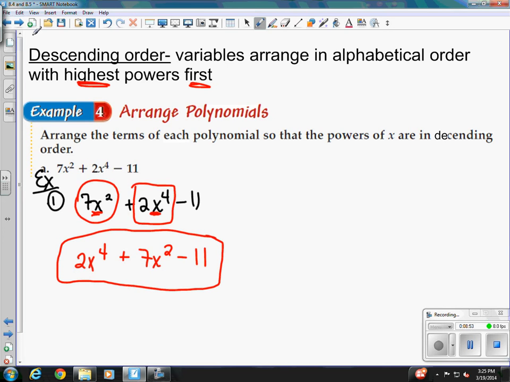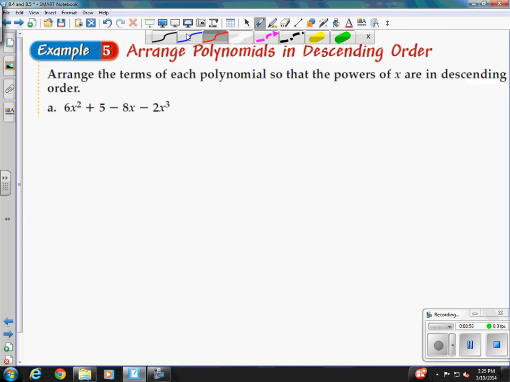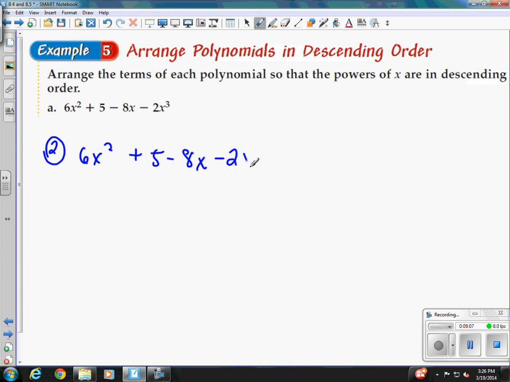Alright, let's see one more writing in descending order. Example 2 gives us 6x squared plus 5 minus 8x minus 2x to the third. So once again, we only have x's. So we want to put them in order from highest exponent to the lowest. So I have a 2, a 1 technically, and a 3. So 3 is the highest, so it comes first. Always grab that sign in front because it's a negative 2x to the third.